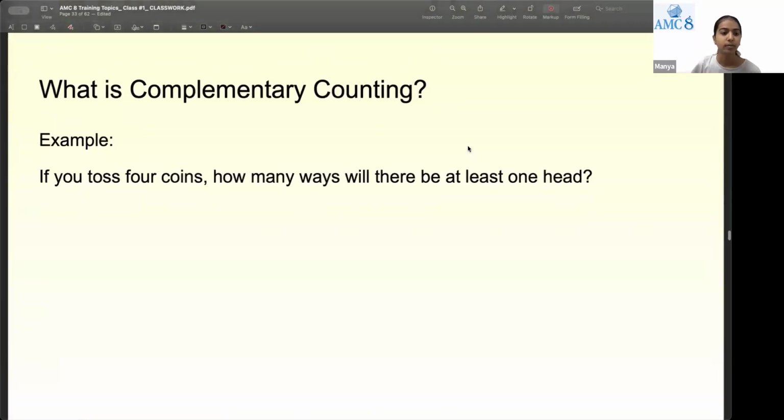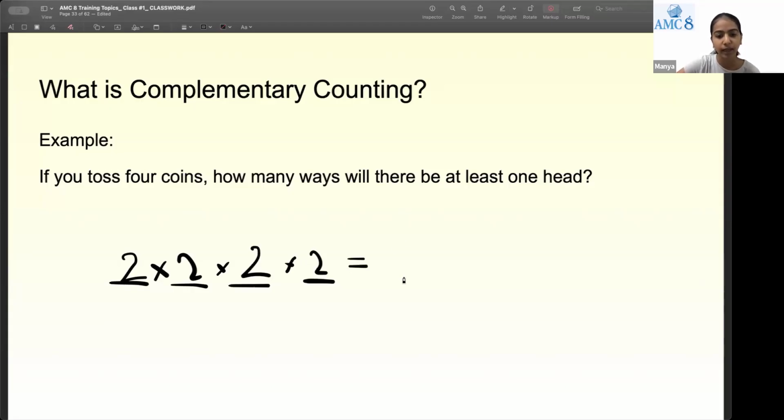So, complementary counting. Suppose that you have 4 coins and you're going to toss them, and the coins have an equal chance, right? So if you toss them, they'll either be heads or tails. How many ways will there be at least one head? We have 4 coins here. First, what's the total possibilities? We have 2 choices for the first one. By 2 I mean heads or tails. We multiply these and get 2 to the power 4, which is equal to 16. So 16 is just the total possibility.